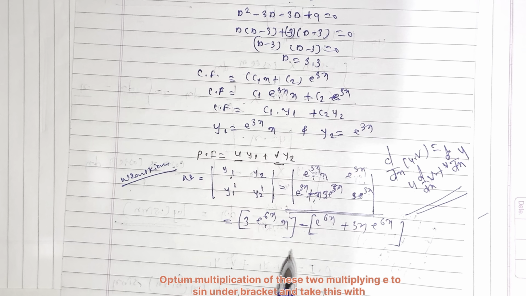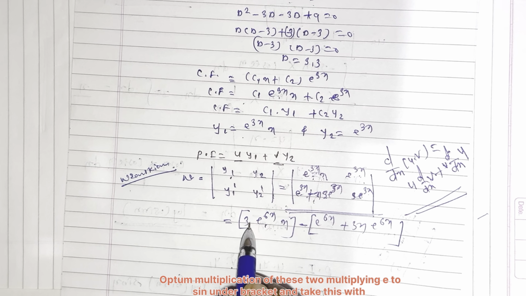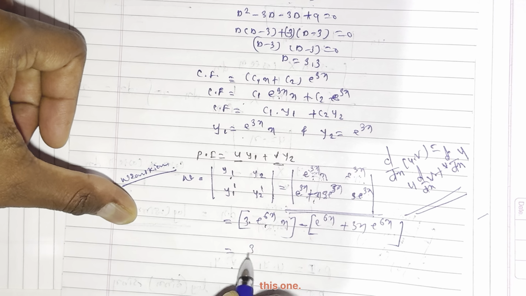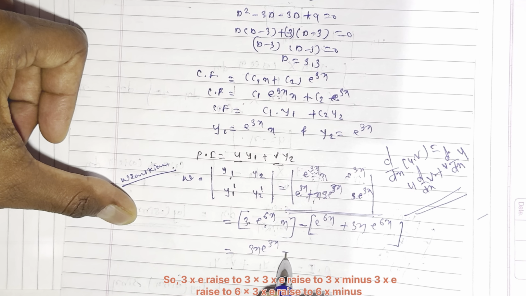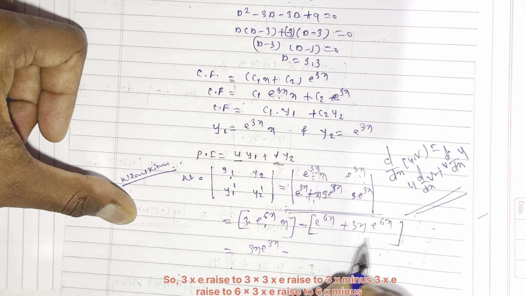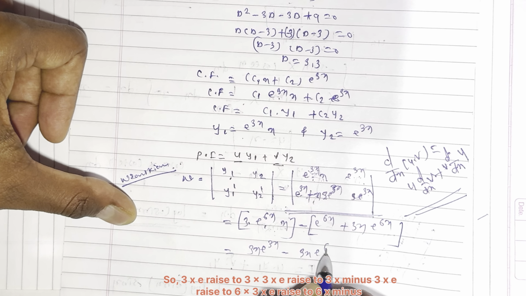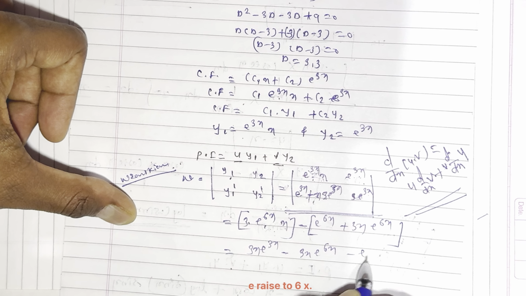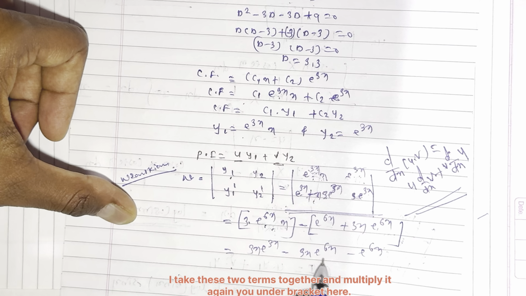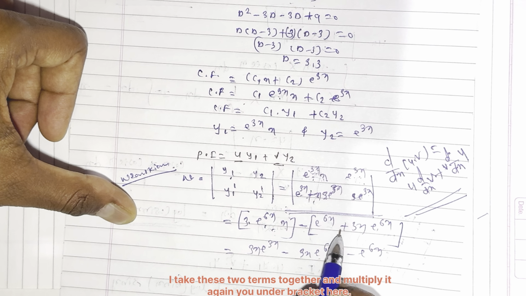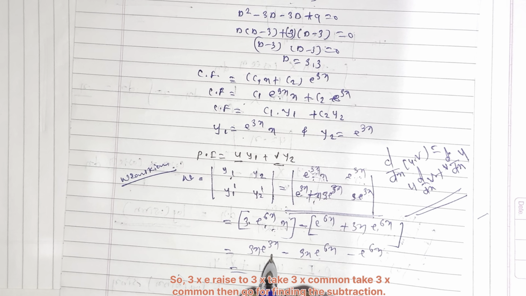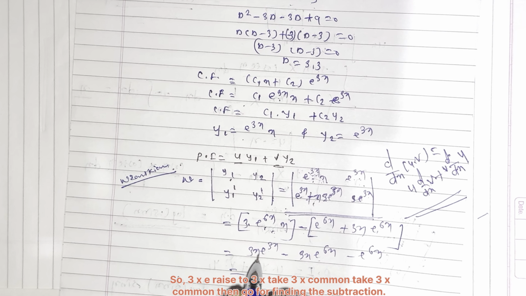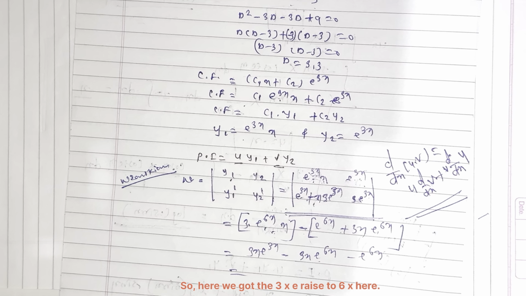After multiplication of these two, multiply the negative sign under bracket and take this with this one. 3x e raised to 3x, minus 3x e raised to 6x, 3x e raised to 6x minus e raised to 6x. I have taken these two terms together and multiplied the negative under bracket here. So 3x e raised to 3x, take 3x common, then go for finding their subtraction.